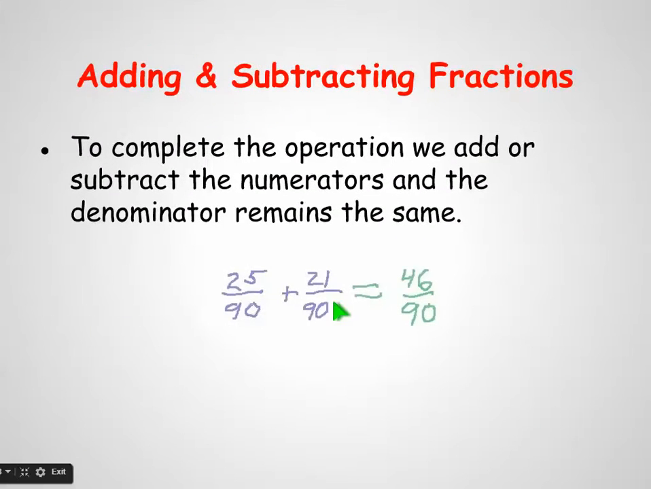We just add or subtract the numerators. It's addition. 25 plus 21 is 46. Denominator stays the same.